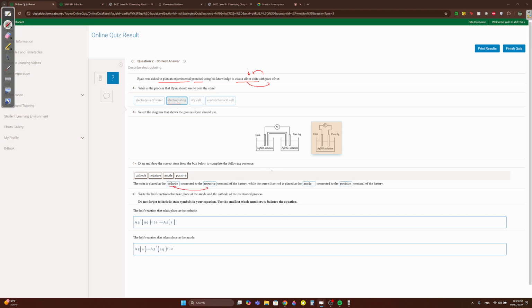Okay, and you know the cathode is connected to the negative side. If this is the cathode, then the silver that's going to lose its mass and size is going to be at the anode, and that's on the positive.